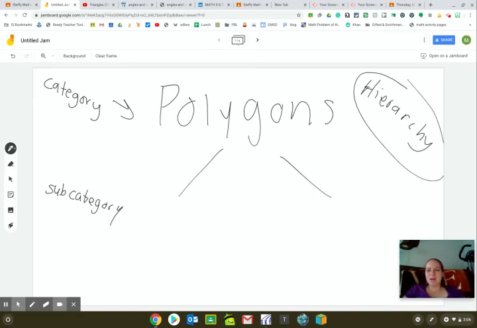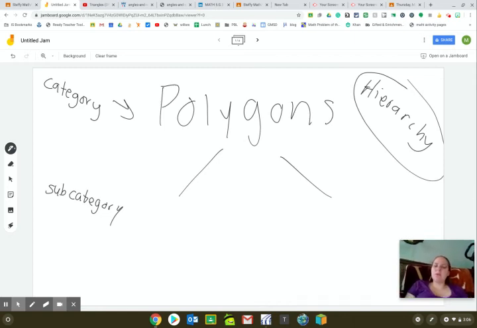So in other words, we have this idea of polygons, which are these at least three sides. They're closed. There's no curves. And this is a category. So we're actually going to be talking about what's called a hierarchy of shapes. So in other words, we're going to be looking at categories and we're going to be breaking the categories into more specific information or character traits or attributes or properties. So you may hear all of those words.